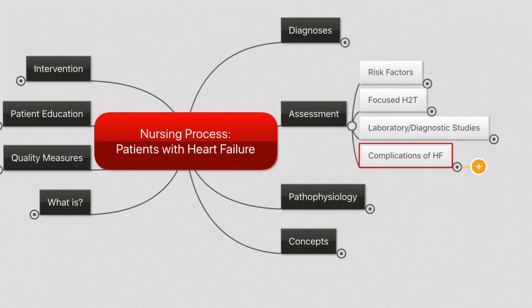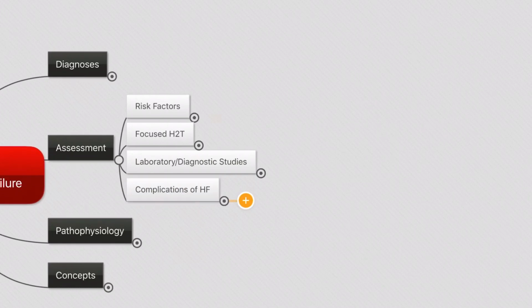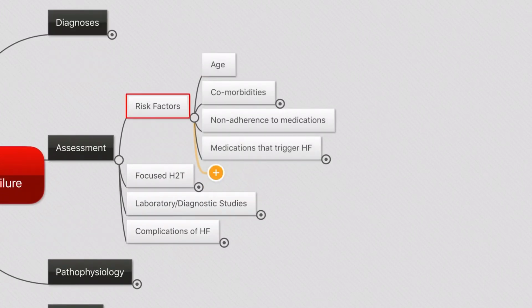Now we're going to go over the first step of the nursing process in caring for the patients with heart failure. Now we're going to assess a couple of things. One is the risk factors, then we're going to go over focus head to toe, then laboratory or diagnostic studies, and lastly, the complications of heart failure. So let's look at the risk factors of heart failure.